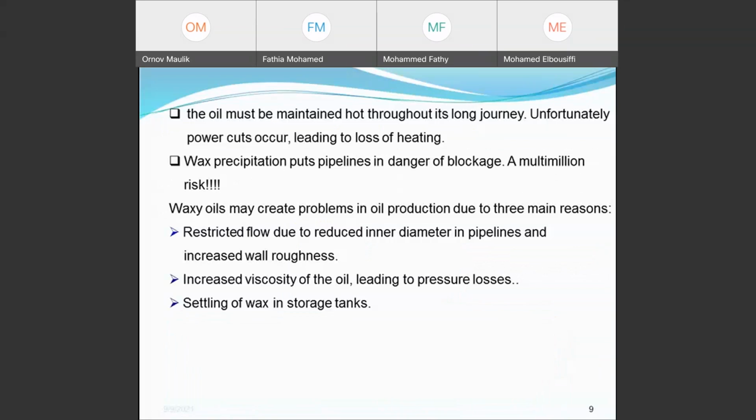So we have to keep the crude oil hot throughout the long journey. Unfortunately, power cuts occur, leading to loss of heating, and wax precipitation puts pipelines in danger of blockage, a million-dollar risk. Waxy crude oil also creates problems in oil production for three reasons: restricted flow due to reduced inner diameter of the pipeline, increased viscosity leading to pressure losses, and settling of wax in storage tanks.